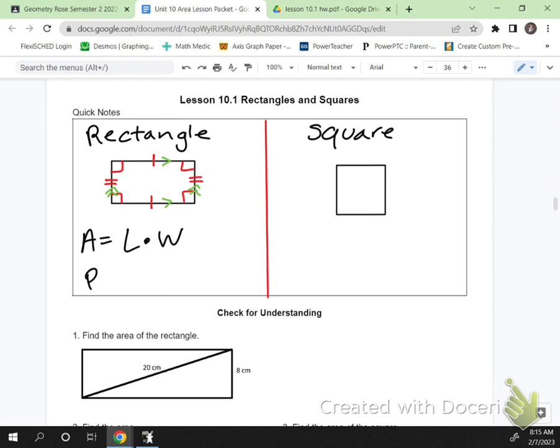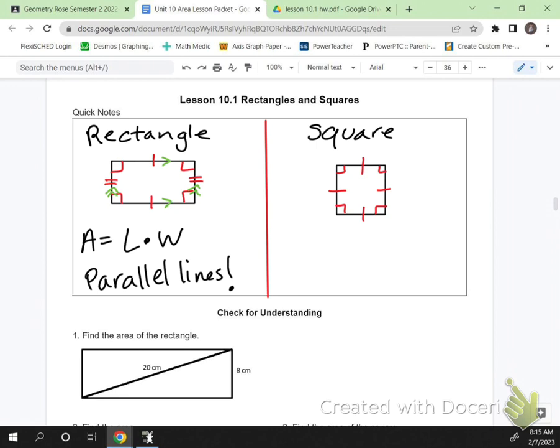And again, parallel lines comes up. You might have to use that in a problem. Let's talk about a square. What are all the angles in a square? 90. What's unique about all the sides of a square? They're all equal.